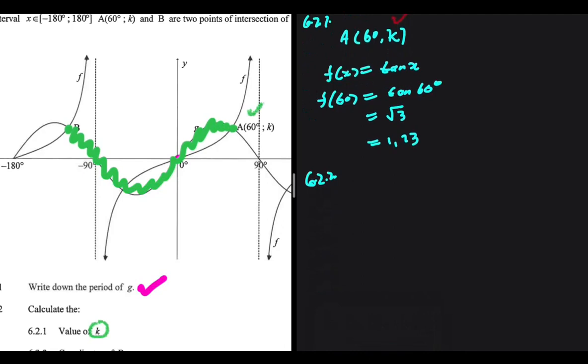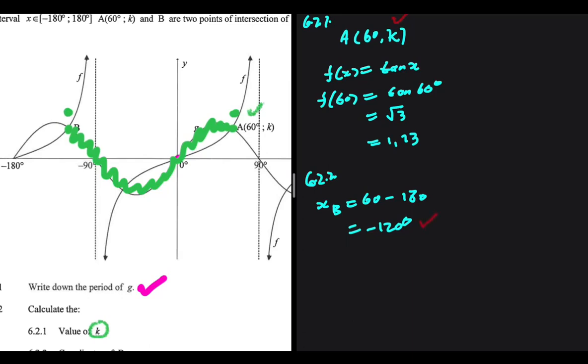So we can say that the x value at B will be equal to the x value at A minus 180 degrees. This is because from B to A, it's 180 degrees. So to find the x coordinate of B, we can say 60 minus 180 degrees, which is equal to minus 120 degrees. That is the x coordinate of B.